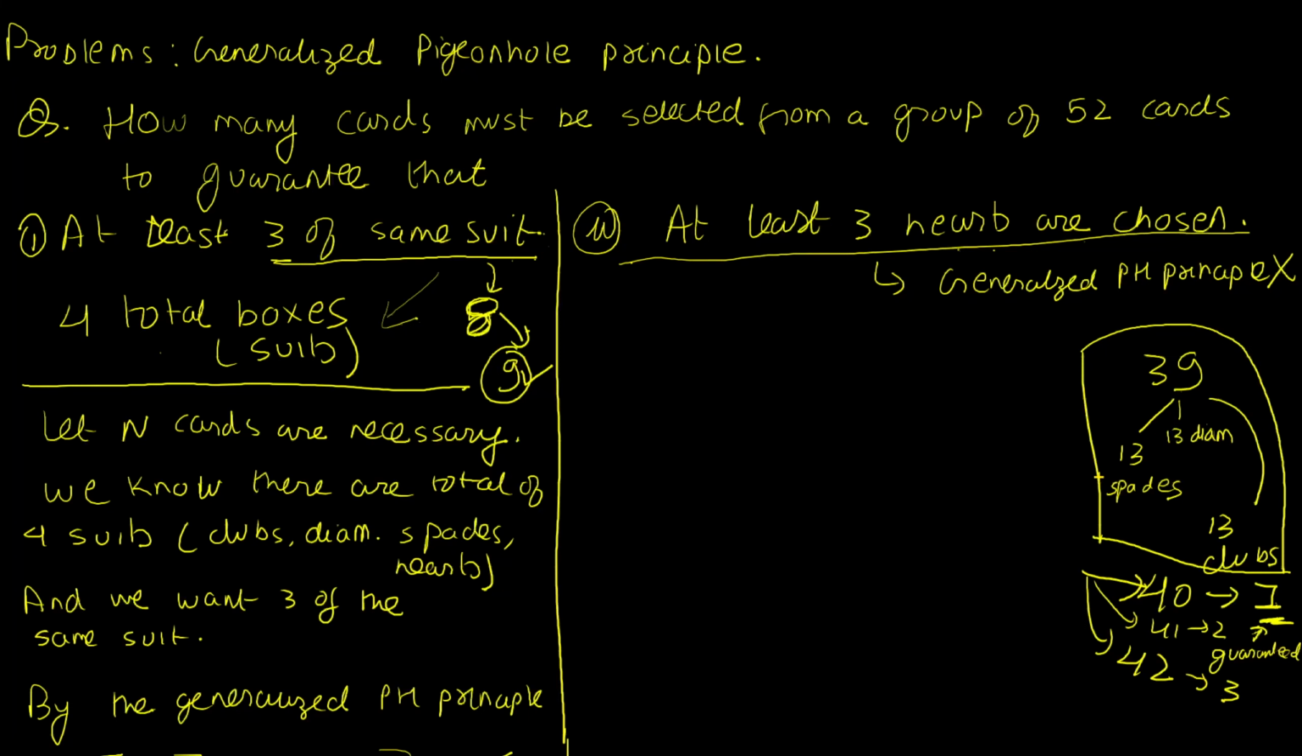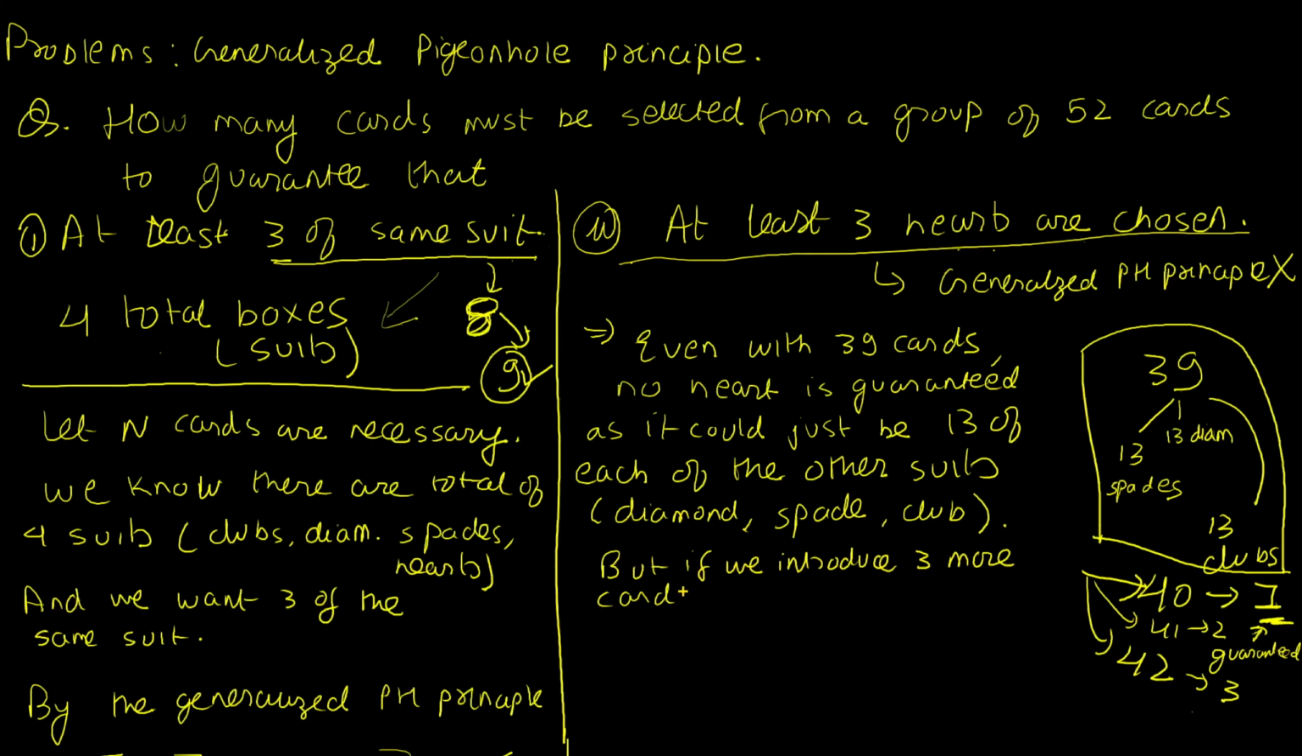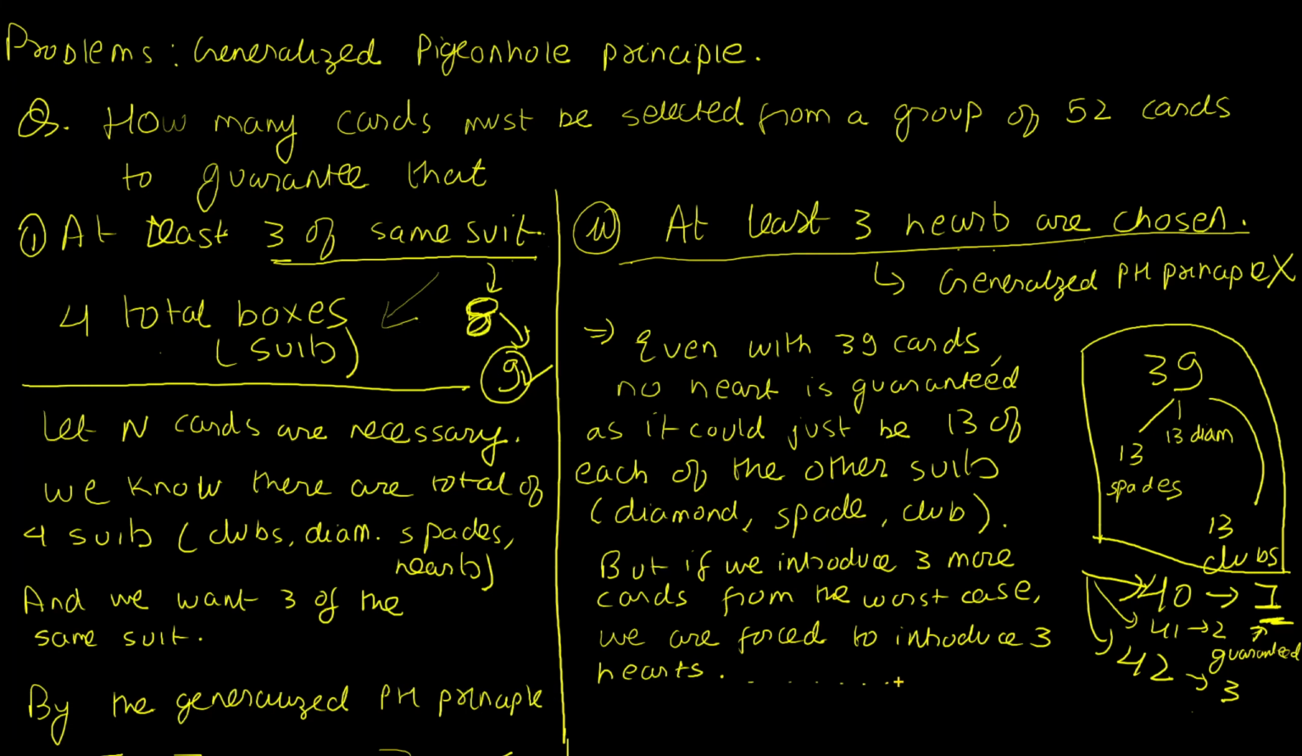So this thought process of the worst distribution, which I also talked about in the beginning of the video, will be very helpful in problem solving. My reasoning here is exactly the pattern that we'll use to answer this part. We'll say even with 39 cards, no heart is guaranteed, as it could just be 13 of each of the other suits. But if we introduce 3 more cards, from the worst case, we are forced to introduce 3 hearts. Therefore, the minimum number of cards to guarantee 3 hearts is just going to be 39 plus 3, which is equal to 42.